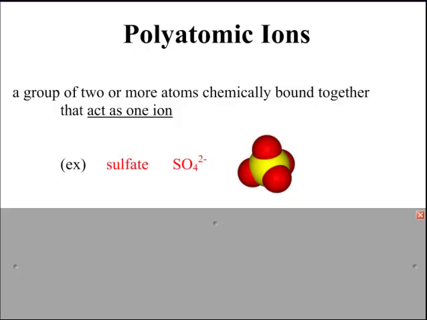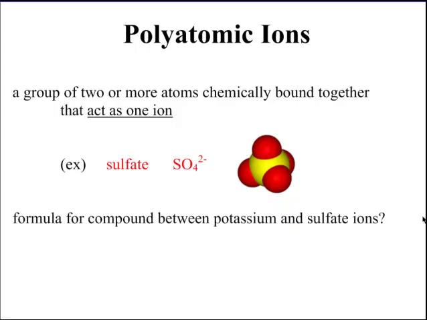We need to add in polyatomic ions. This is a group of two or more atoms chemically bound together that act as one ion. Sulfate is an example. This is a single ion made of one sulfur and 4 oxygen atoms covalently bound together. This whole thing has a charge of -2. When writing formulas with polyatomic ions, remember this ion is a single object with a formula SO4.